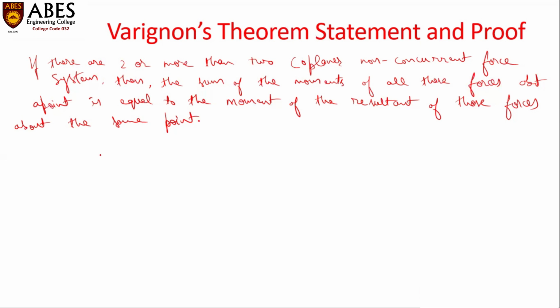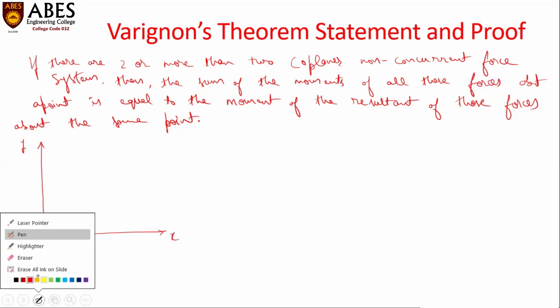Negative means anti-clockwise and positive means clockwise moments. So algebraically, we add up these three moments M1, M2, M3. This summation will be equal to the moment of the resultant of these forces about the same point. So this is the theorem called Varignon's theorem. And for proving this, we will draw a diagram. Suppose this is our normal Cartesian coordinate system. This is the y-axis and this one is the x-axis.